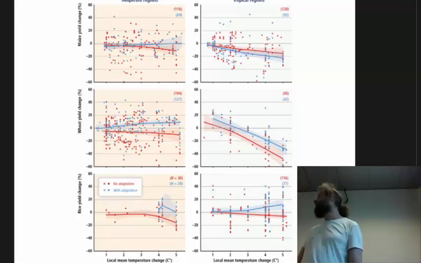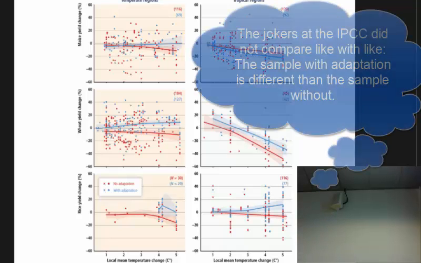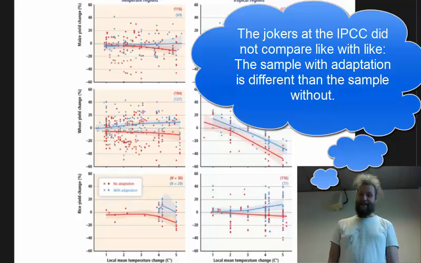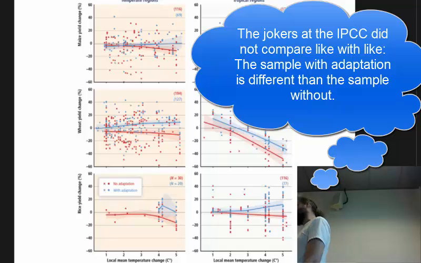The numbers that you see there are the number of studies. So this must be sample selection bias, right? That the sample with adaptation is different than the sample without adaptation. The closer we put this graph together.